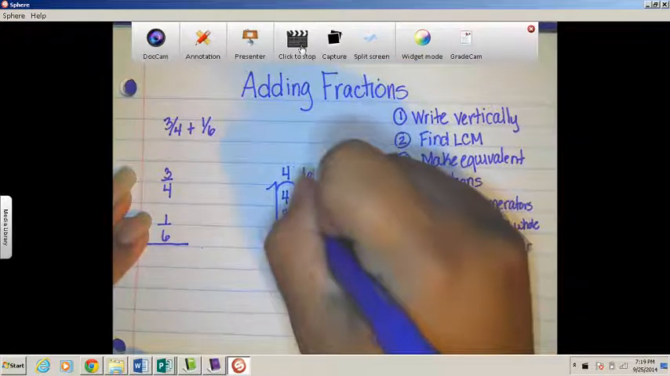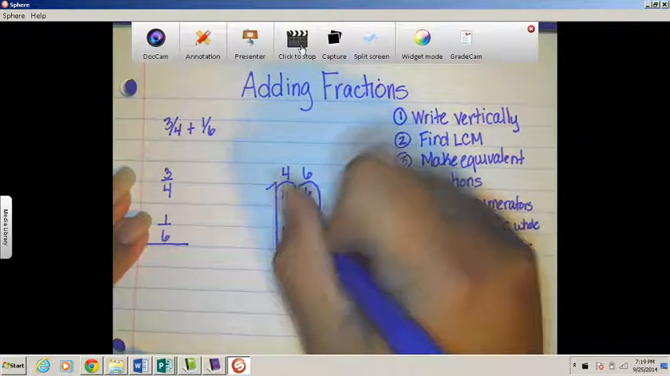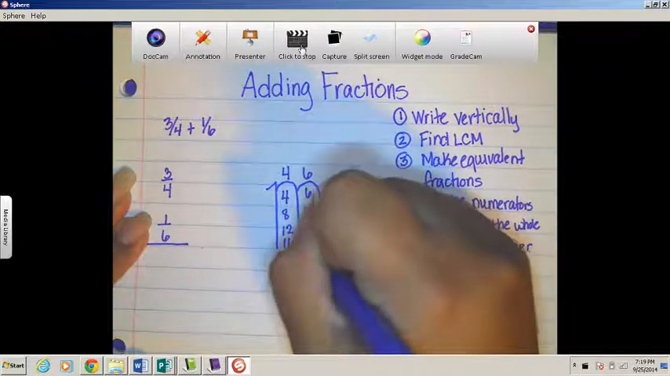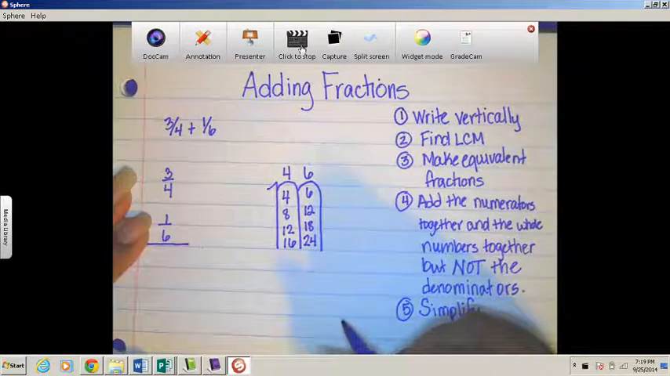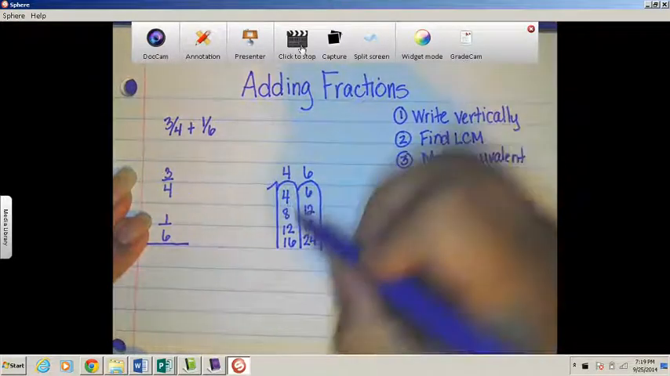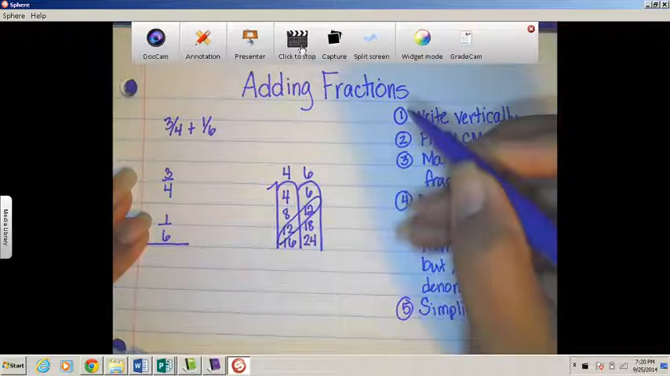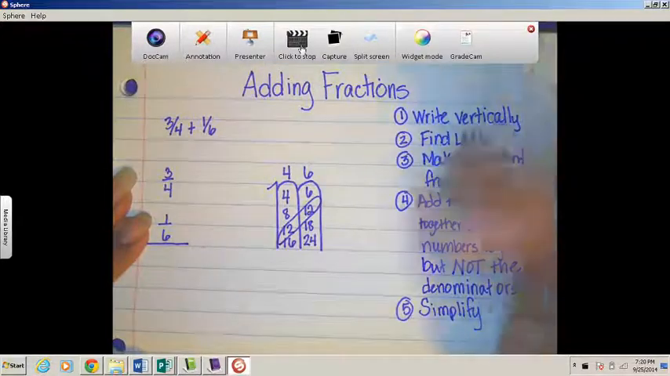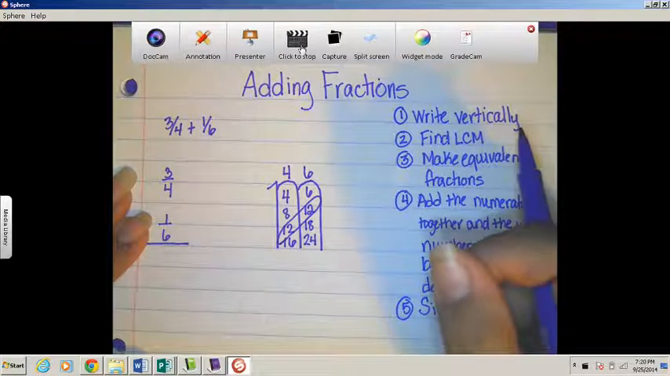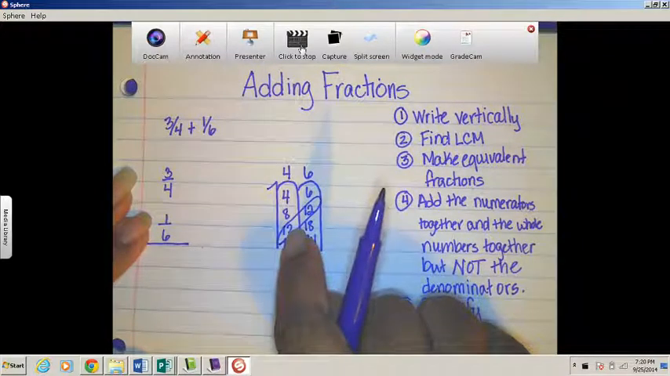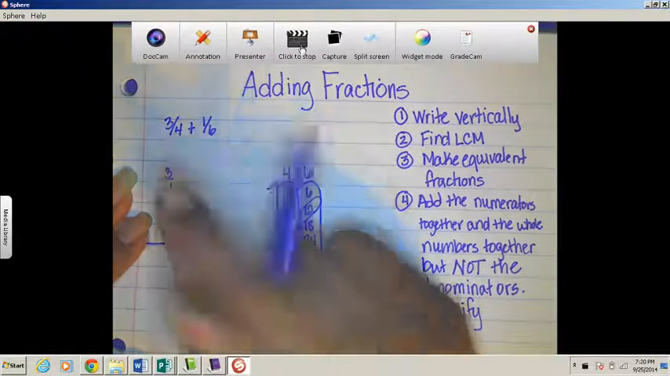Then I find the first 4 or 5 multiples of 6. 6, 12, 18, 24. At this point I can see that 12 is the first common multiple. That means it's the smallest common multiple. That is going to be my new denominator. I'm going to take this number and put it into my denominator.